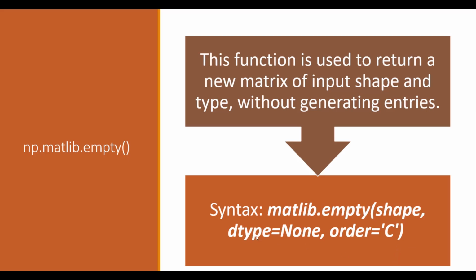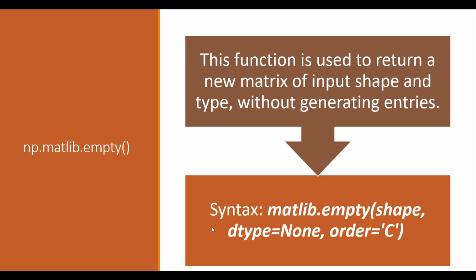The next parameter is dtype. By default the value is None, and it specifies the data type of the matrix. The last parameter is order. It specifies the memory layout of the copy. By default it takes the value C, which means the layout of the input array is followed as closely as possible. This method always returns uninitialized entries.